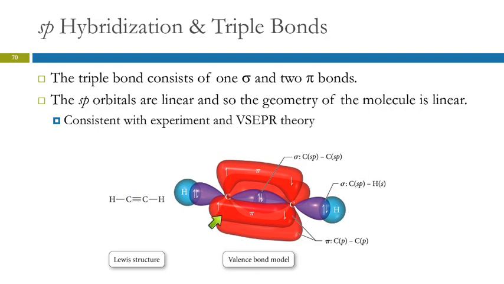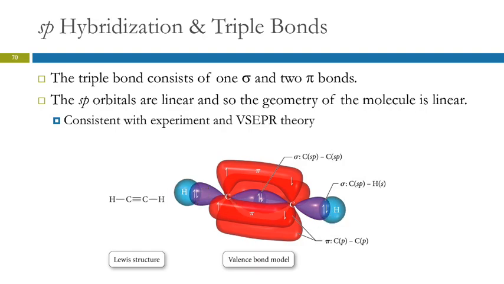And then the p orbitals are perpendicular. So we've got p orbitals going this way on both carbons. They'll overlap side to side, forming one pi bond. And then we've got the vertical ones overlapping side to side, and they'll form a second pi bond. So we've got a sigma bond and two pi bonds making up this triple bond between the carbons.